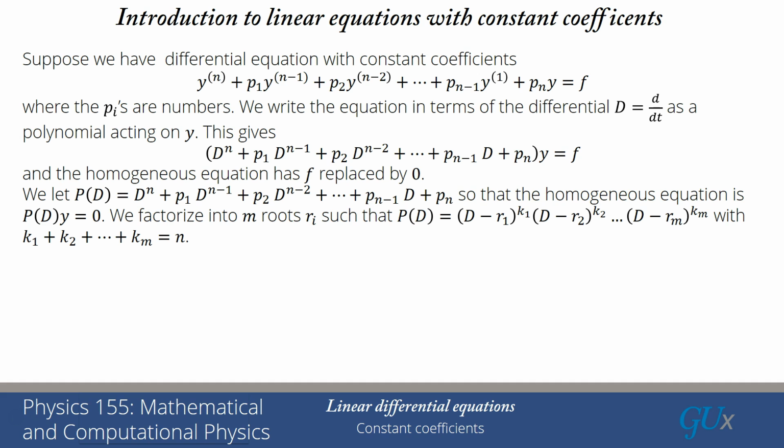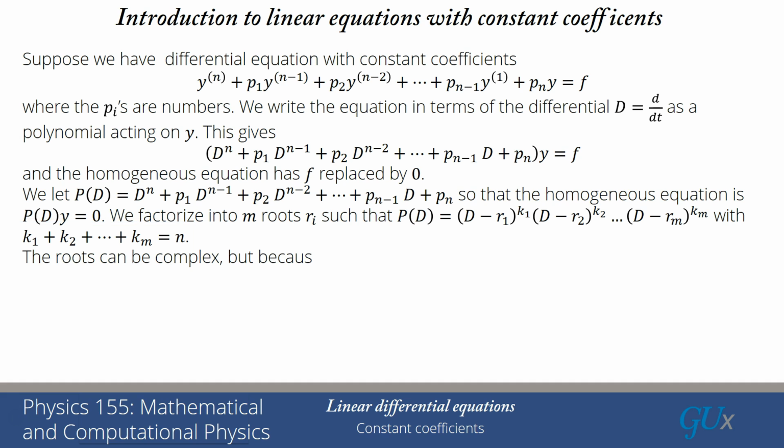And now what we do is we factorize that polynomial. There'll be m roots ri such that p of D is equal to D minus r1 raised to the k1 power, D minus r2 to the k2 power, all the way out to D minus rm to the km power, where ki does not necessarily have to equal 1. I could have multiple roots. But the sum of all of the k's has got to equal n, because that was the order of the polynomial. It was an nth degree polynomial.